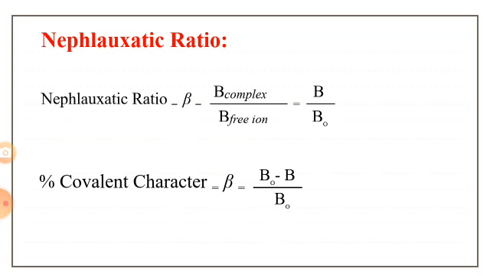So beta is the interelectronic repulsion of the complex divided by that of the free ion, that is the metal ion in gaseous state, when it is single. The B free ion is denoted by the symbol B naught and B complex is denoted by B. So we can calculate the Nephelauxetic ratio using this formula: beta is equal to B divided by B naught.